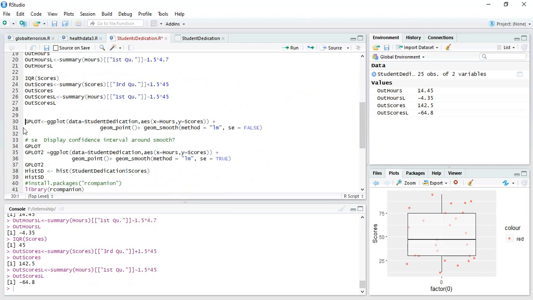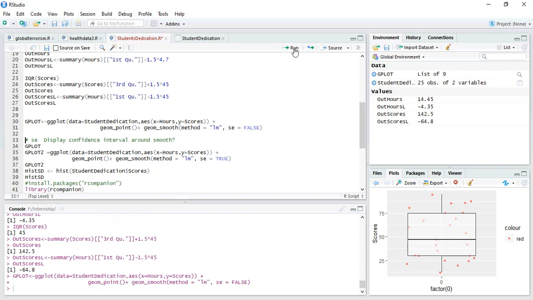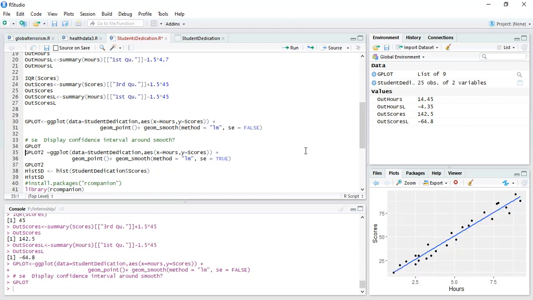Now we do a ggplot. The data is student dedication, aesthetics X is hours, Y is scores. Now we want to see the relationship. This is geom point, and this is geom smooth. The method is linear, and se is false. That is basically to display the confidence interval. I'll show you. If we do it, we get this plot.